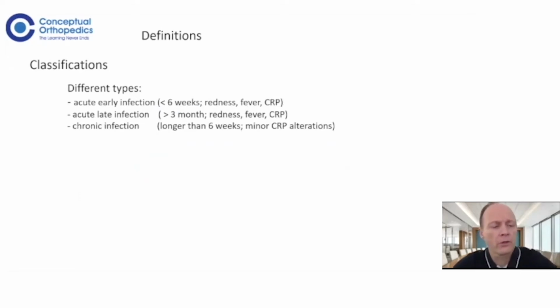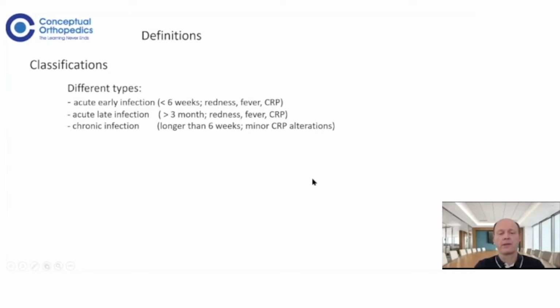So first of all, I think we should talk a bit on definitions. There are some definitions in the literature, so different classifications. Very important is, I think, the time aspect. An acute early infection is defined as an infection that comes within the first 6 weeks after the implantation of the implant. They have acute symptoms, normally including fever, red skin around the hip or knee, and a very high CRP in the blood measurement.